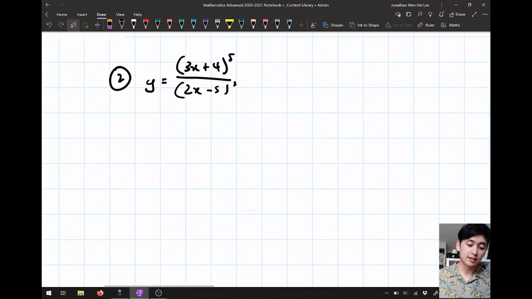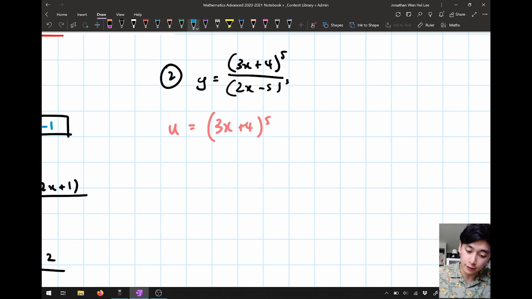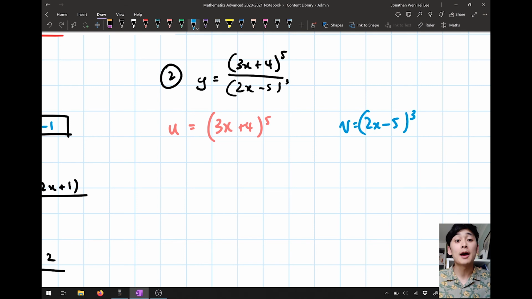Okay, next and final example of this video. Here I've got this particular function y is equal to this guy here. So I'm going to identify u and v. So u is equal to 3x plus 4 to the power 5, and v is equal to 2x minus 5 to the power 3. My numerator and my denominator. All I need to do now is I go u dash is equal to, now notice here this requires me to use a chain rule. I've got a function within my function.